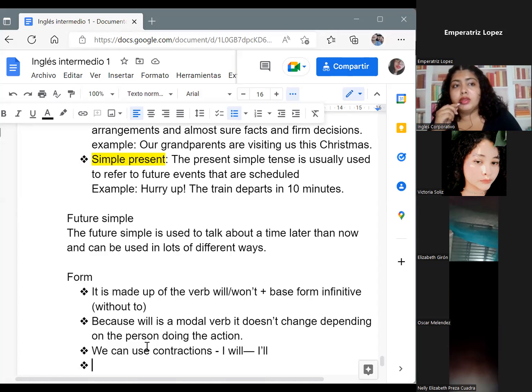Así que ya sabemos que para la forma escrita podemos utilizar el will not y es mucho más formal que el won't. Y el won't lo utilizaríamos más cuando estamos hablando con alguien. Pero en este caso, will not is better for writing things and won't is for speaking. So in that case, we make a difference between will not and won't.